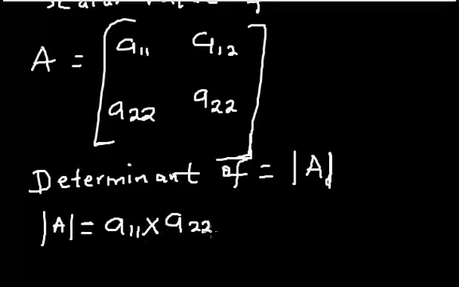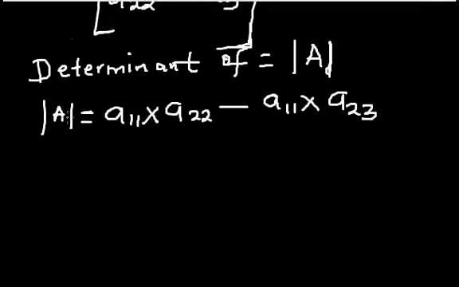Then minus the minor diagonal. Let me call that the minor diagonal, so that's going to be A12 times A21. Whatever you have becomes the determinant of that matrix.